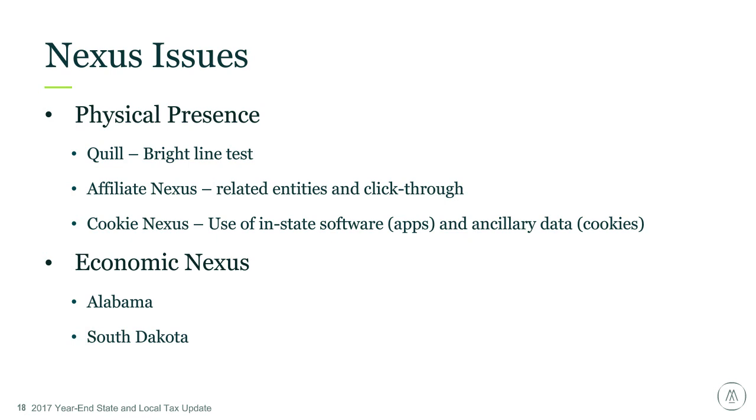Under affiliate nexus, there were a couple of concepts. One was that if you had a related entity, and related is along the lines of ownership. So if there's some type of similar ownership between an in-state and an out-of-state retailer, and that percentage varies dramatically from state to state. I've seen it as low as 10%. I've seen it as high as 50 to 80%. But anytime you have a brother, sister, parent, any type of ownership relationship where an in-state entity is doing business and you're selling into that state, you need to look at whether that in-state entity is creating nexus for you in the state.